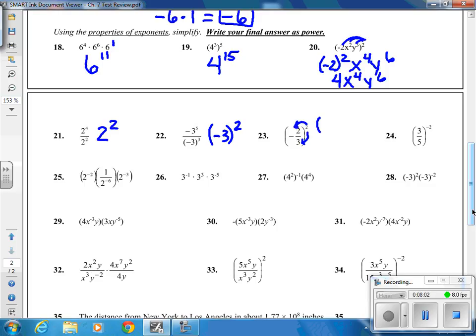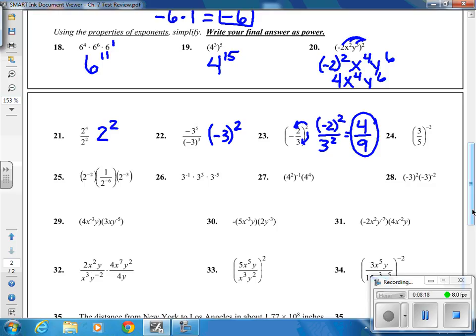All right, so I'm going to have negative 2 in parentheses squared over 3 squared. And I can't leave this because exponents cannot exist in a fraction. So we need to keep going. Negative 2 squared is positive 4, and 3 squared would be positive 9. So 4/9 is the final answer for that one.